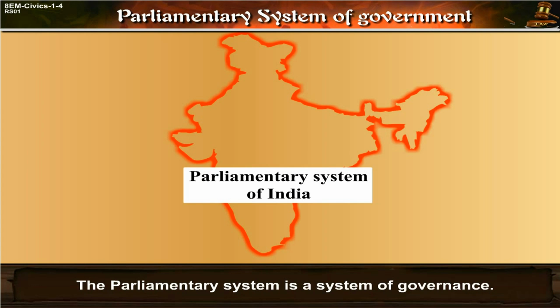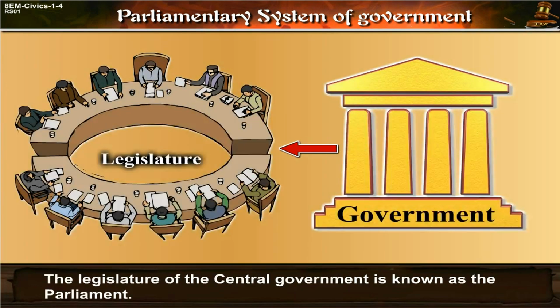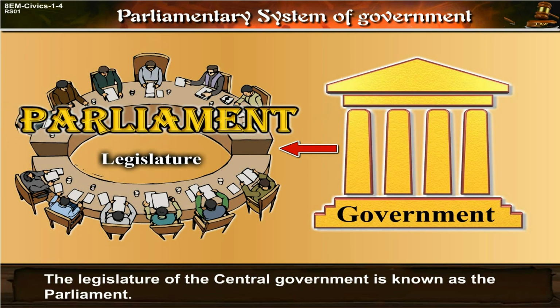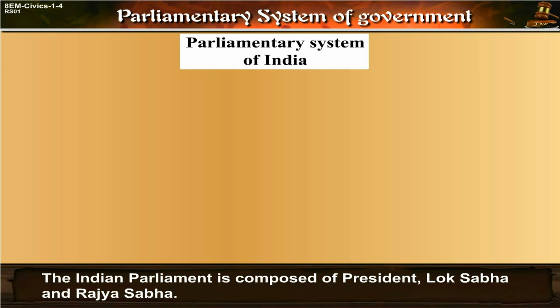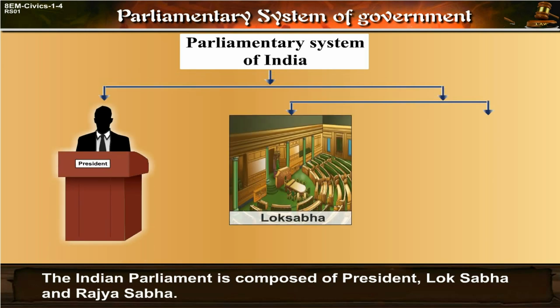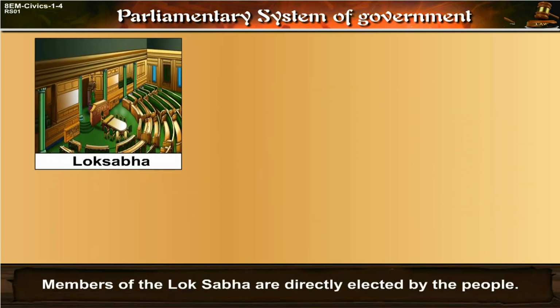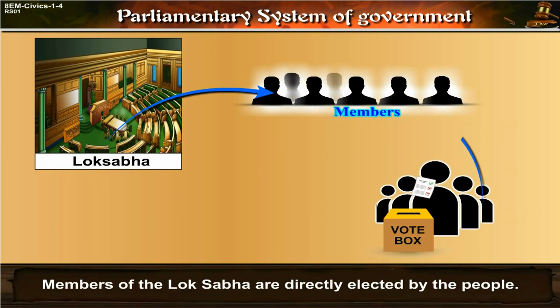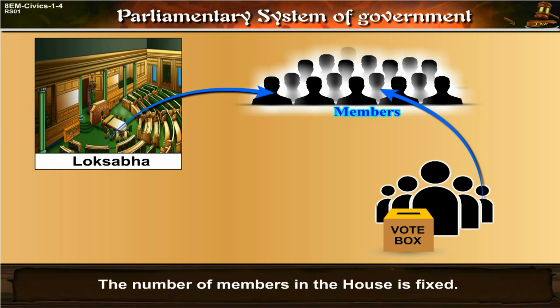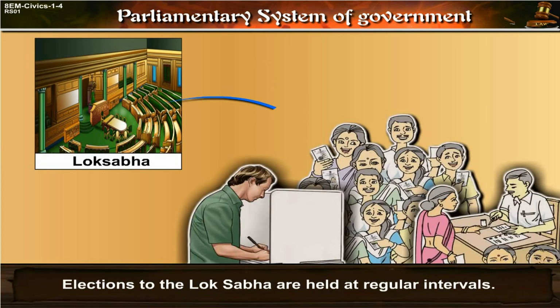The parliamentary system is a system of governance. The legislature of the central government is known as the Parliament. The Indian Parliament is composed of President, Lok Sabha and Rajya Sabha. Members of the Lok Sabha are directly elected by the people. The number of members in the House is fixed. Elections to the Lok Sabha are held at regular intervals.